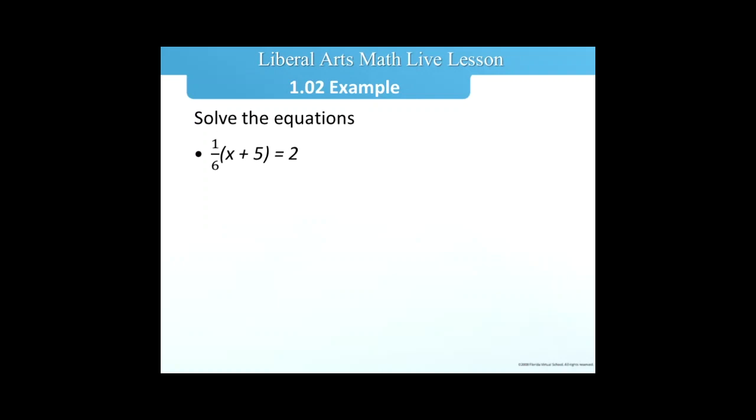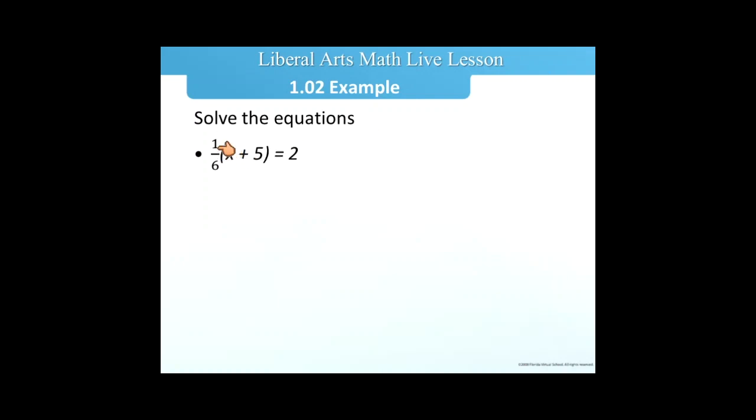1 over 6 times x plus 5 equal 2. Now, like most students, I know that we don't like to deal with fractions too much. With a problem like this, we can get rid of that fraction and we don't have to deal with that fraction at all when we solve. We may still get a fraction answer, but we don't have to deal with that fraction.